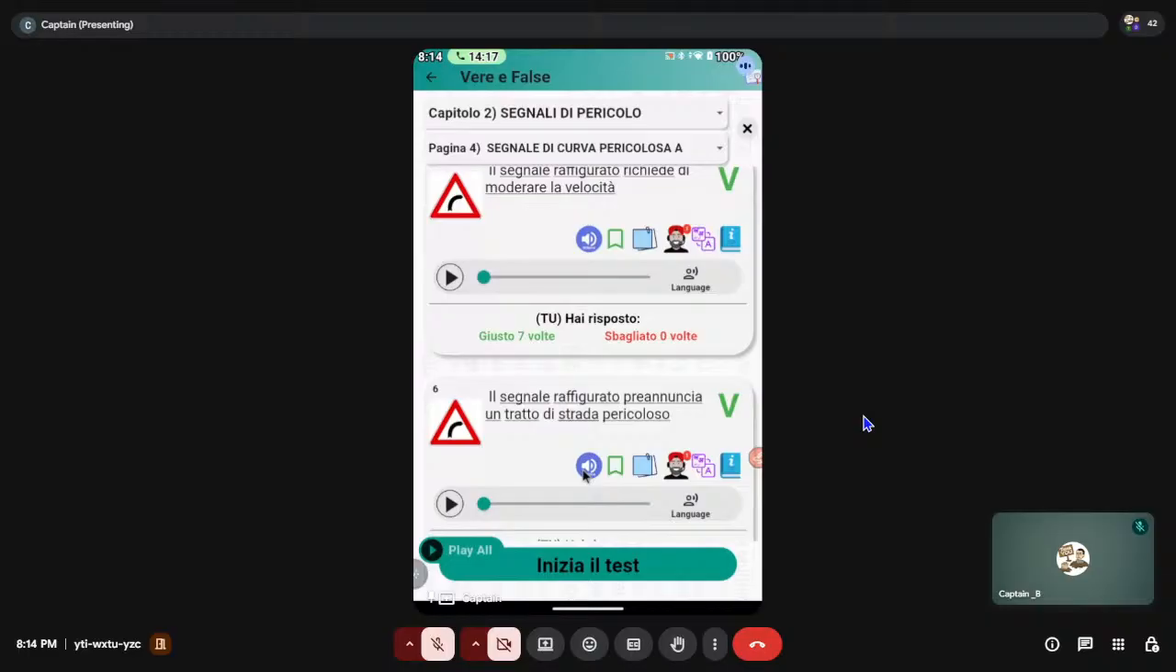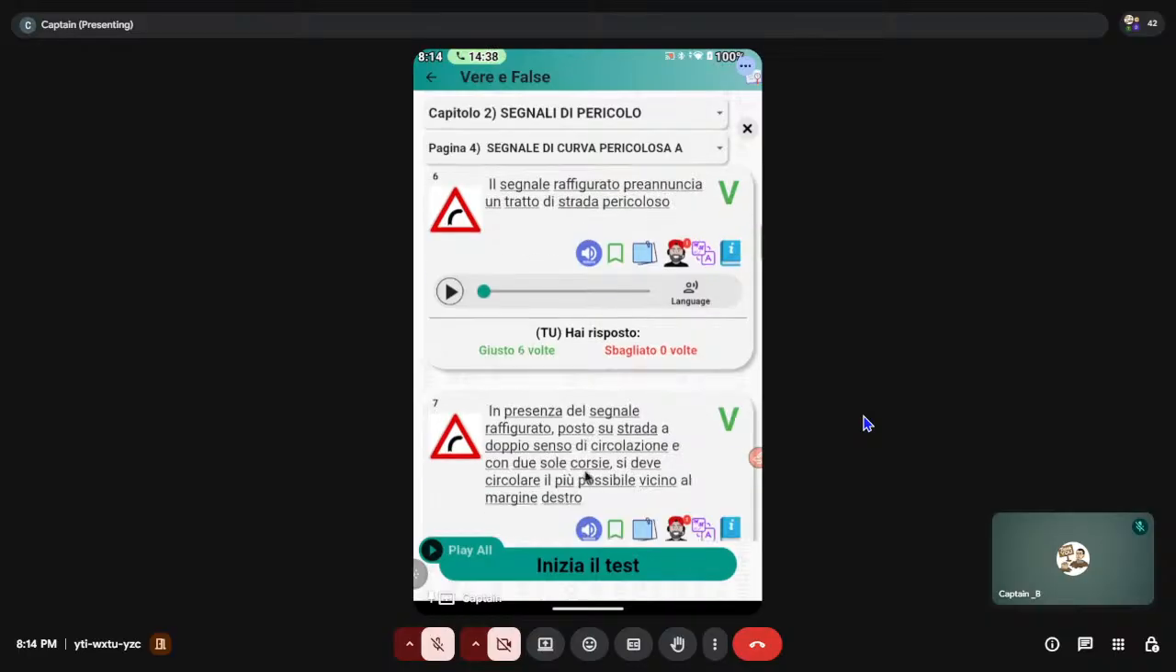Il segnale raffigurato preannuncia un tratto di strada pericoloso. Now, you see this sign that's referring to preannuncia, announcing a road that is dangerous because we are dealing with a danger sign. Okay? Yes, it is true. È vero. Talking about a dangerous road.